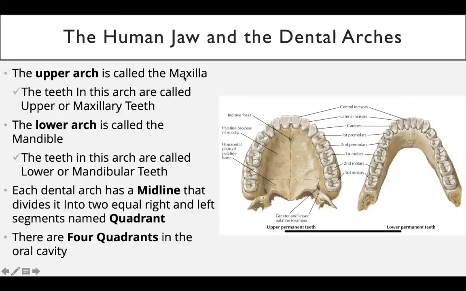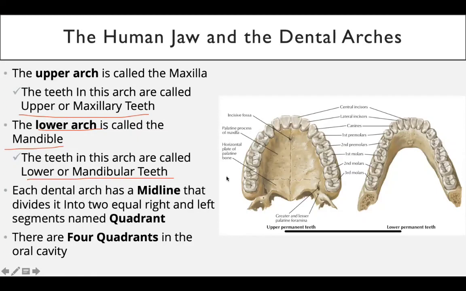So the upper arch is called the maxilla. All these things we are revising again and again, so we'll take less time over this. The teeth in this arch are called upper or maxillary teeth, and the lower arch is called mandible. The mandible bone is making the lower arch. The teeth in this arch are known as lower or mandibular teeth.